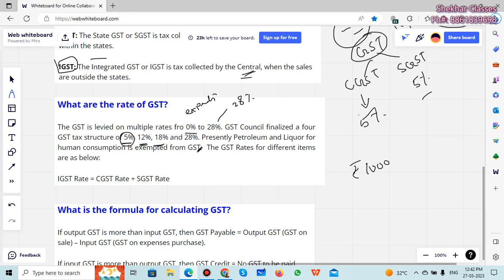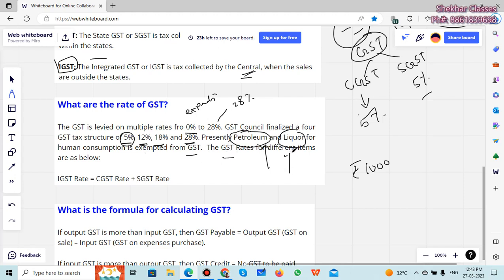18% tax is generally for services that we have around. 28% tax is also there. Presently, petroleum and liquor are exempted from GST. Remember two things. If they come into the category, there will be a price reduction in petroleum. It is not there. The state government directly levies the tax and collects it directly from there. This is one, and another is liquor.